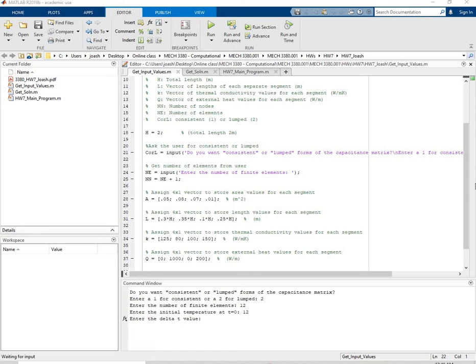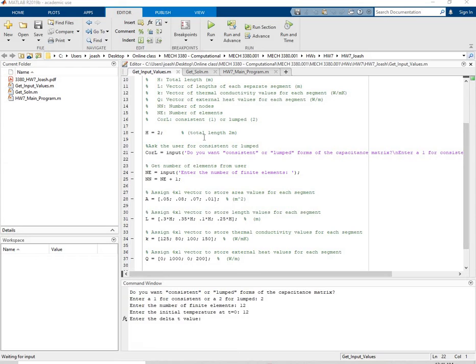So, in this homework, we are asked to modify the heat conduction MATLAB code we previously used in homework number 5, and make it a time-dependent solution for the temperature distribution as given in the homework.